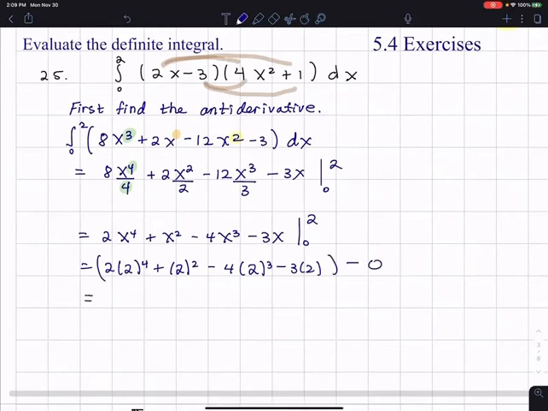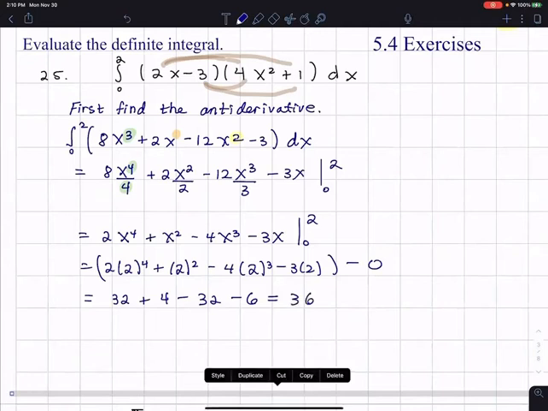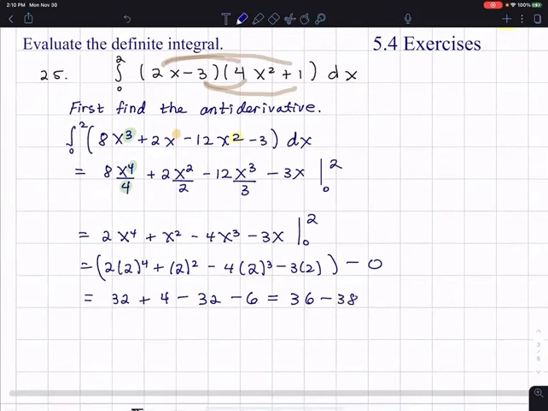So 2 to the 4th is 16 times 2 is 32. 2 squared is 4, minus 2 to the 3rd is 8 times 4 is 32, minus 6. Hopefully stuff like that is not going to stop us from getting the right answer. 32 plus 4 is 36. 32 minus 6 is 38. All right, I am sort of concerned about this.